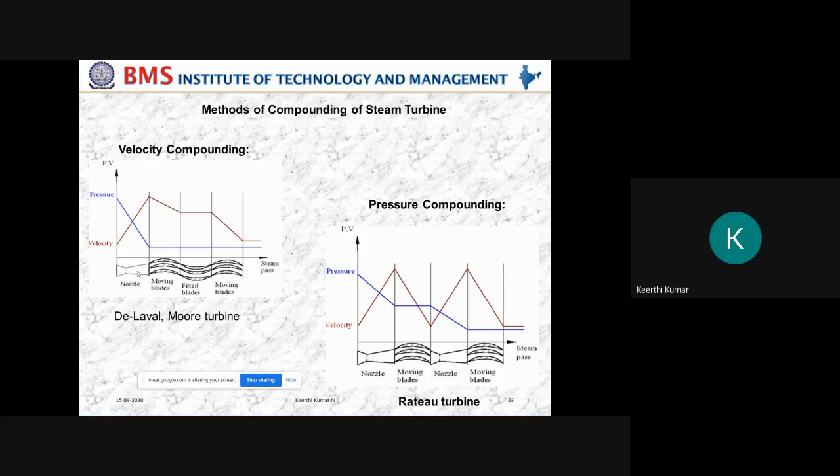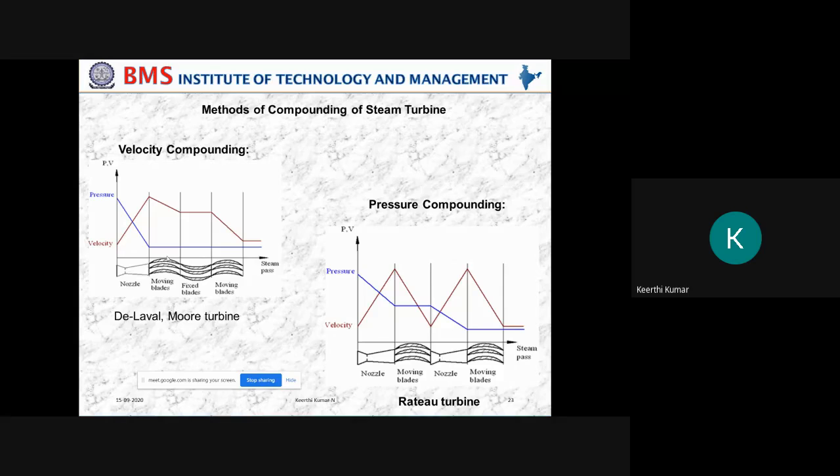How is it arranged? Here the arrangement is nozzle, moving blade, fixed blade, moving blade. Here it is nozzle, moving blade, again nozzle, again moving blade. The function of the nozzle is the same in all the cases. Here also the function of the nozzle is to increase the velocity and reduce the pressure. You see here, increase the velocity, reduce the pressure. In this nozzle also, increase the velocity, reduce the pressure. The function is the same, but check out the arrangement.